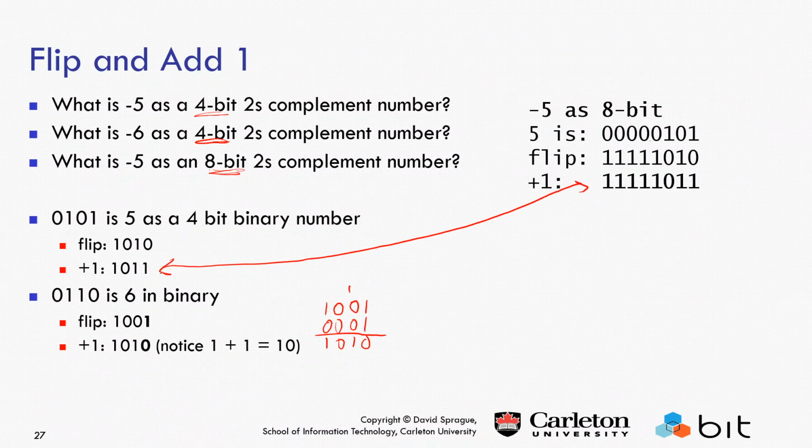This and this are not the same number anymore. Negative 5 as an 8-bit binary number is not the same as negative 5 as a 4-bit binary number. They're represented differently. They're not the same number. And that's what's really quirky about 2's complement. You need to know how big the box is that you're storing this stuff in.